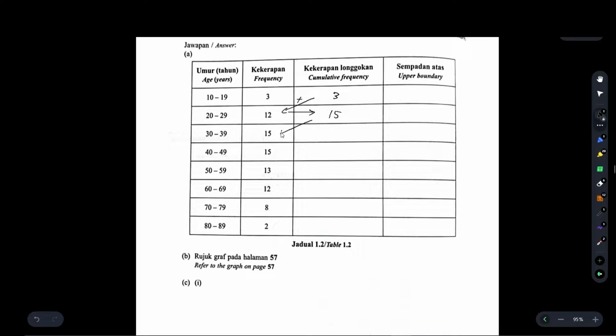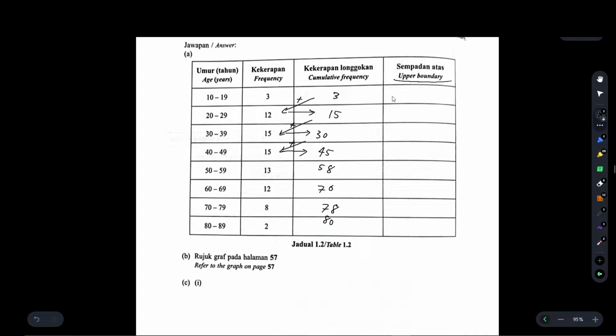So same goes for here. 15 plus 15, we get 30. Okay, the pattern goes on and on until it ends. So 30 plus 15, we get 45. Okay, so 45 plus 13, we will get 58, and then 70, 78, and 80. So it goes through the same pattern.